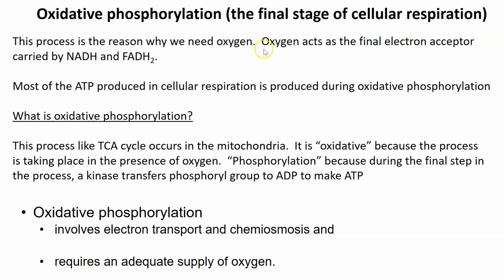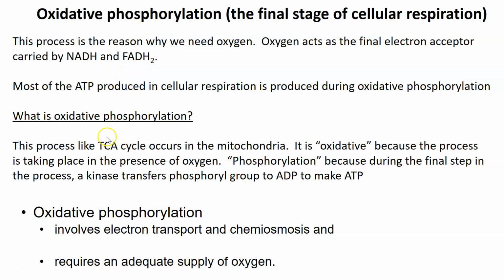Okay, so oxygen is really important here because, as I've said many times before, it is the molecule which is the acceptor of the electrons at the end. So oxygen accepts the final electrons from NADH and FADH2. Most of the ATP that we get produced in cellular respiration happens here.